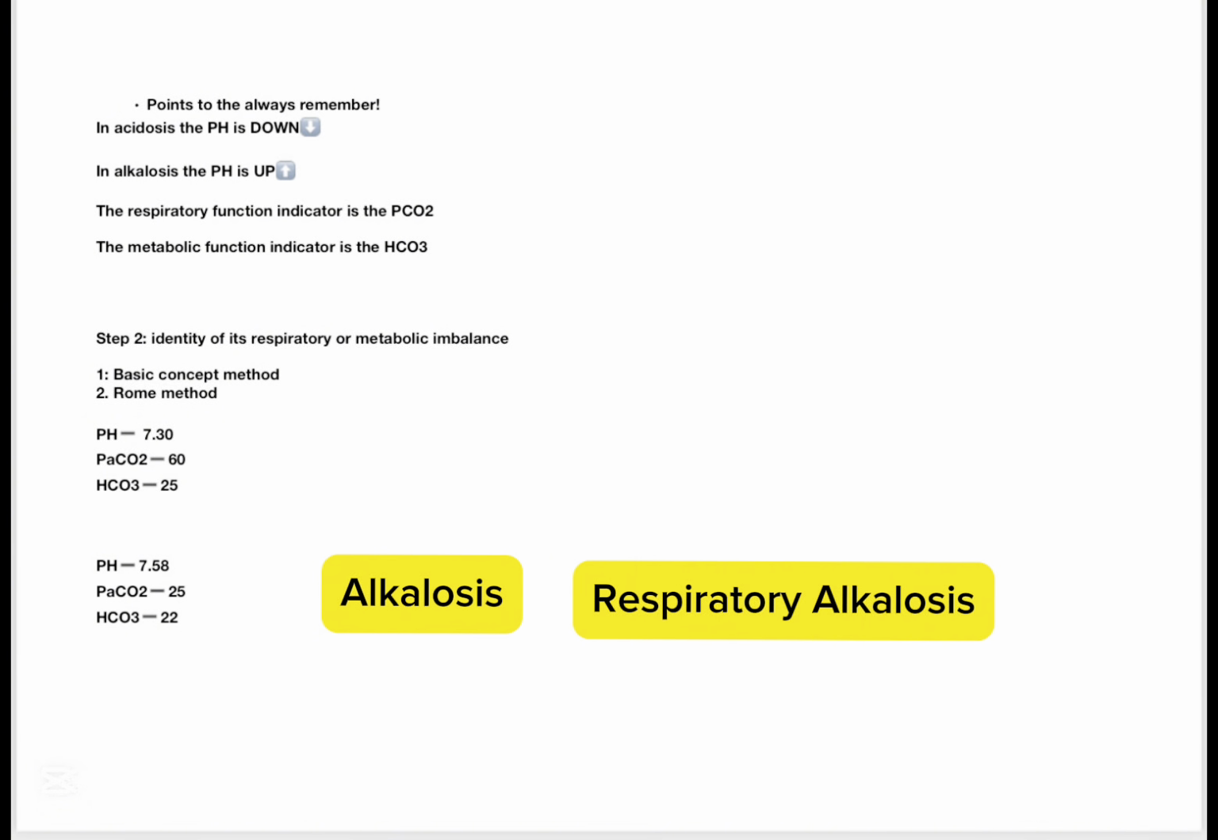So let's keep that. Then let's look at the HCO3. The normal HCO3 level is between 22 to 26, and 22 here is the normal value.